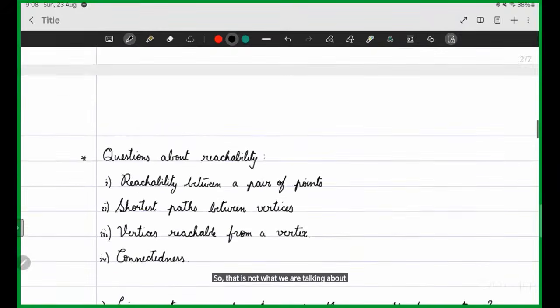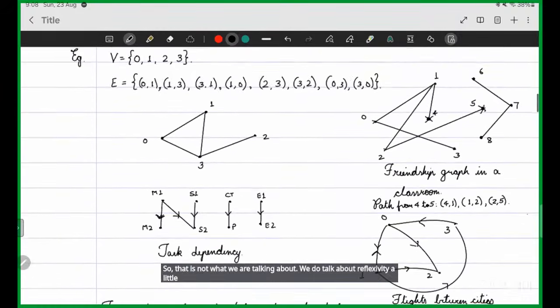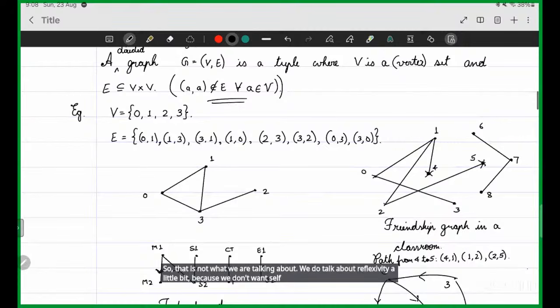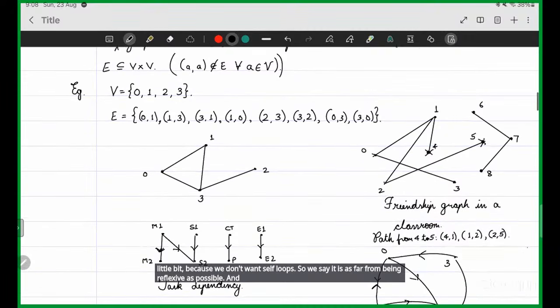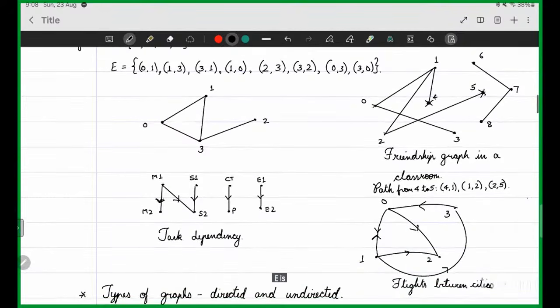We do talk about reflexivity a little bit because we don't want self loops. So we say it is as far from being reflexive as possible. And symmetry or non-symmetry of E is for directed or undirected.